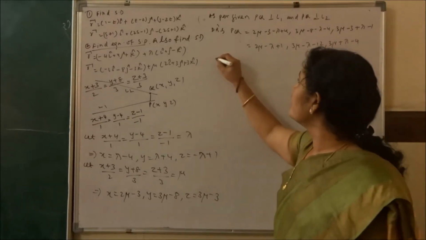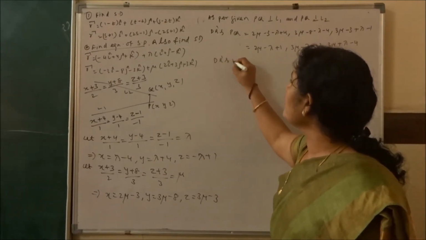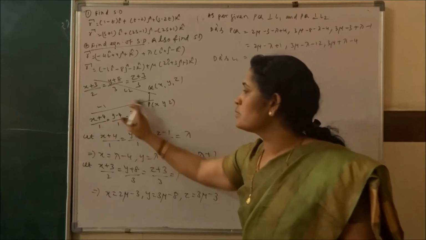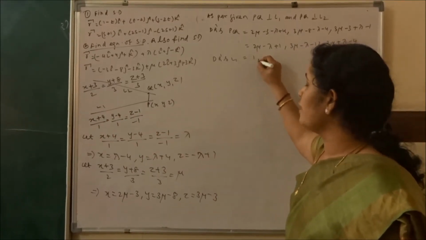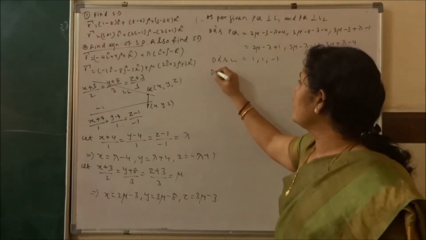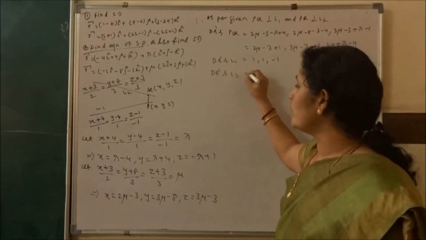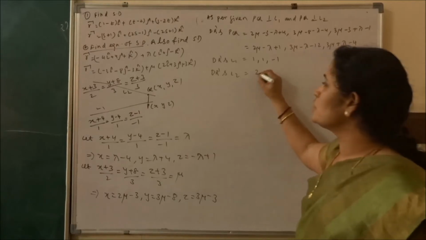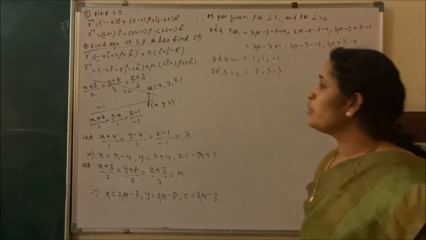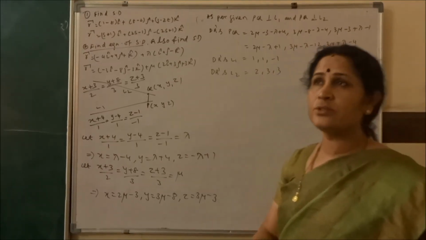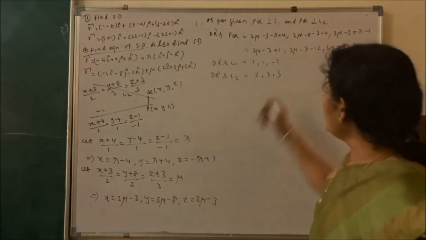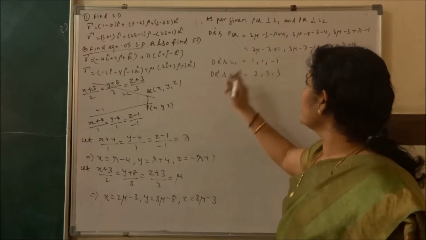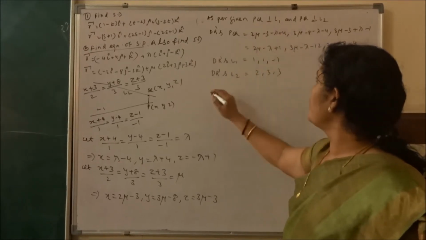Now I am taking the direction ratio of L1. This must be in standard form. Yes, of course it is in standard form. Direction ratio of L1 is 1, 1, minus 1. And then the direction ratio of L2. What is the direction ratio of L2? That is 2, 3, 3. Once again, before considering direction ratio, you must check that the line is in standard form. Now I am going to take the dot product equal to 0 because both are perpendicular.